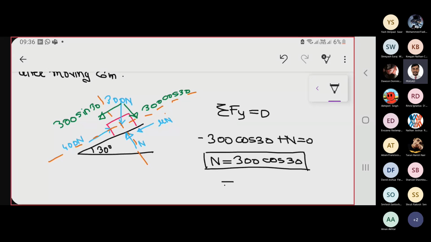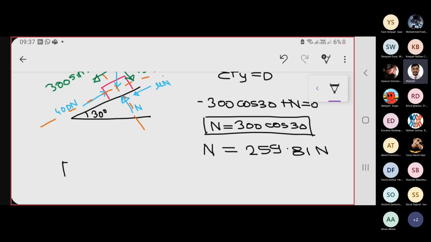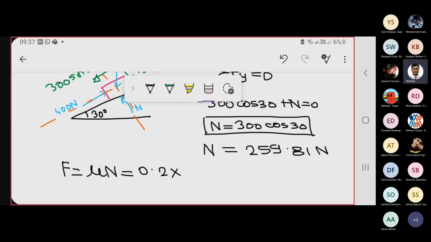Now, this answer, if we calculate, will be 259.81 Newton. Okay. Now we know that frictional force is equal to mu N, where mu is given as 0.2 into N. Okay, let it be. We will not calculate like this. We will keep it as it is.